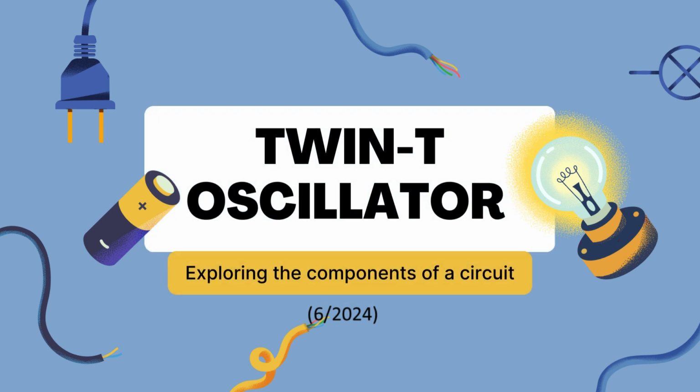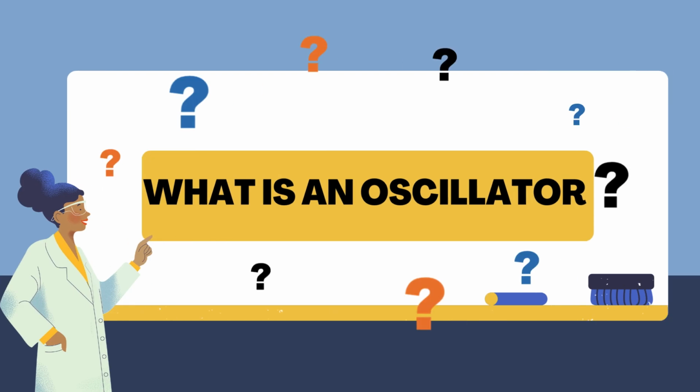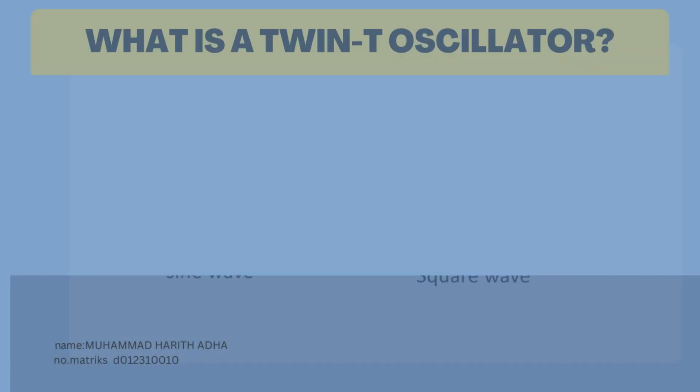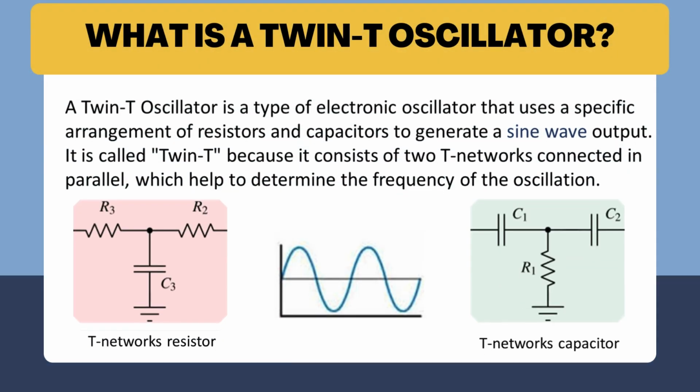So today we're going to explore, explain and elaborate a component that we learned from analog electronics, which is the twin-T oscillator. But before we get into it, what exactly is an oscillator? An oscillator is an electronic circuit that generates a continuous periodic signal, usually in the form of a sine wave or square wave, as shown in the figure below. So that is an oscillator.